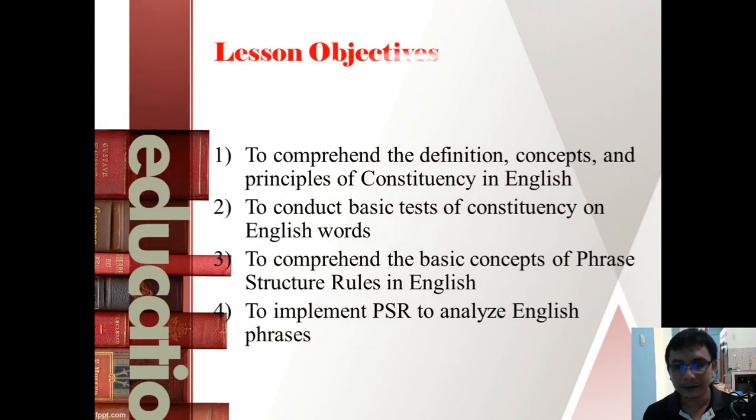So the lesson objective of today's lesson is, first, to comprehend the definition, concept, and principle of constituency, particularly in English. Second, to conduct basic tests of constituency. We are going to talk about how we determine a certain kind of constituency in a structure. Third, you are going to be able to comprehend the basic concept of phrase structure rules in English. And in the end, we will implement the PSR, phrase structure rules, to analyze English phrases.